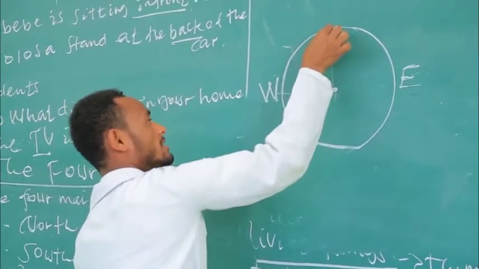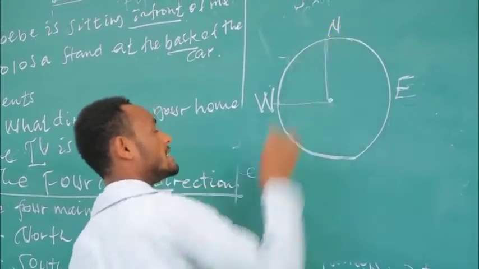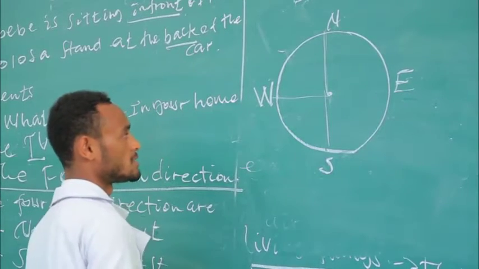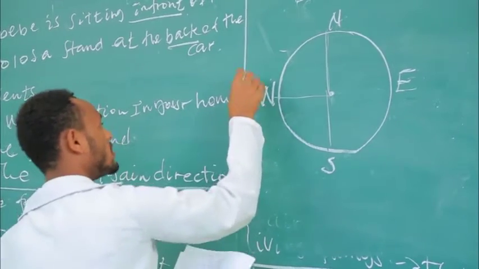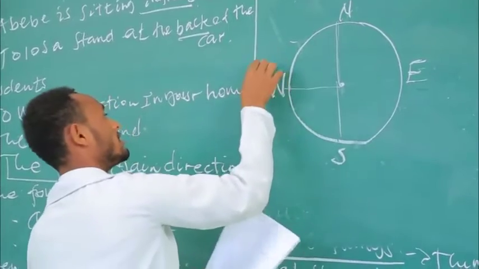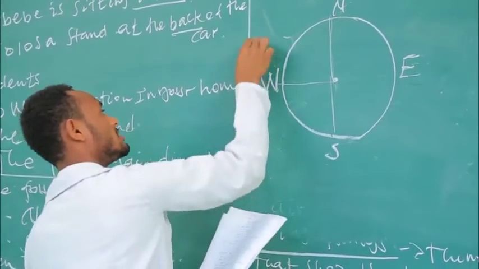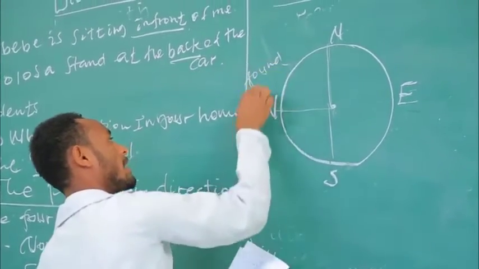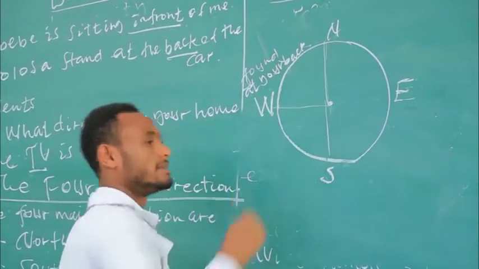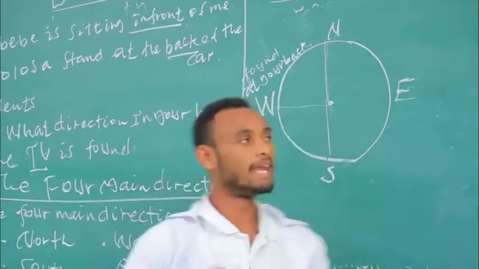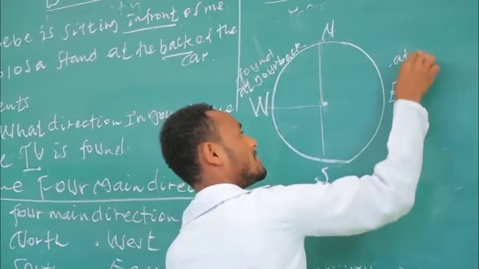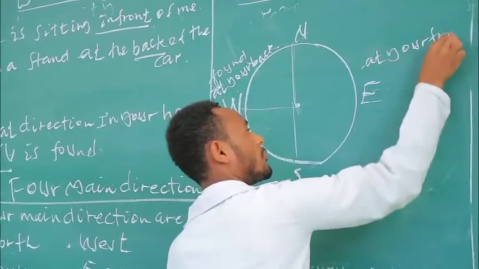This is called north, and this is called south. So west is found at your back, and the east is found at your front.